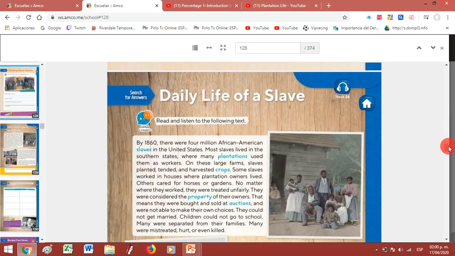On pages 104 and 105 we are going to read and listen to the following text. Remember that you have to underline it, and at the end of the reading you are going to make me a mind map. Make me a mind map of what the reading is about. Okay, let's hear the reading, listen to the reading, and we'll talk later.